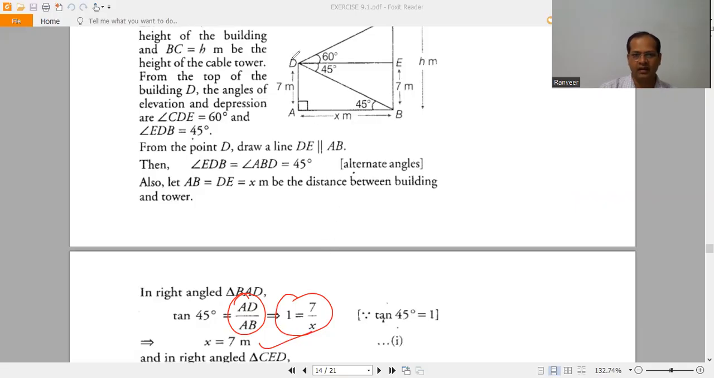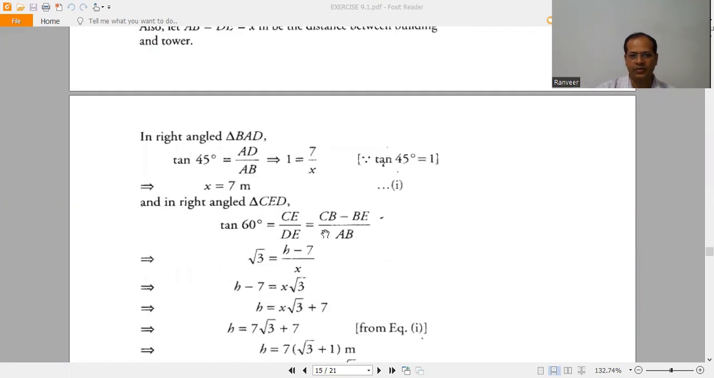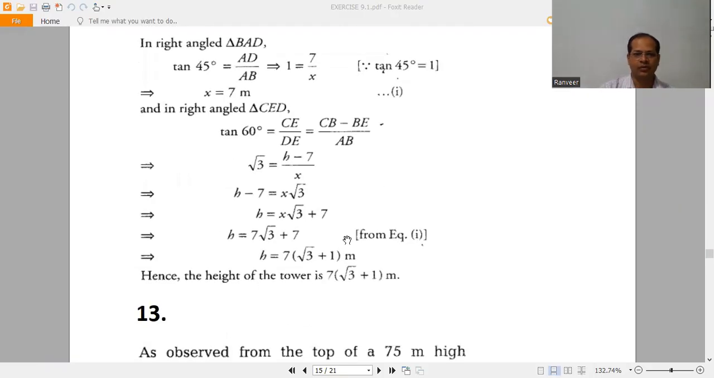Now in the triangle CED, so this is 60 degree and we have to find out the value of CE. So CE we can write CB minus BE divided by AB. So tan 60 degree equal to H minus 7 by X, and X equal to 7 meter, we have to substitute here and only one unknown H, just we solve and get the result 7 root 3 plus 1.